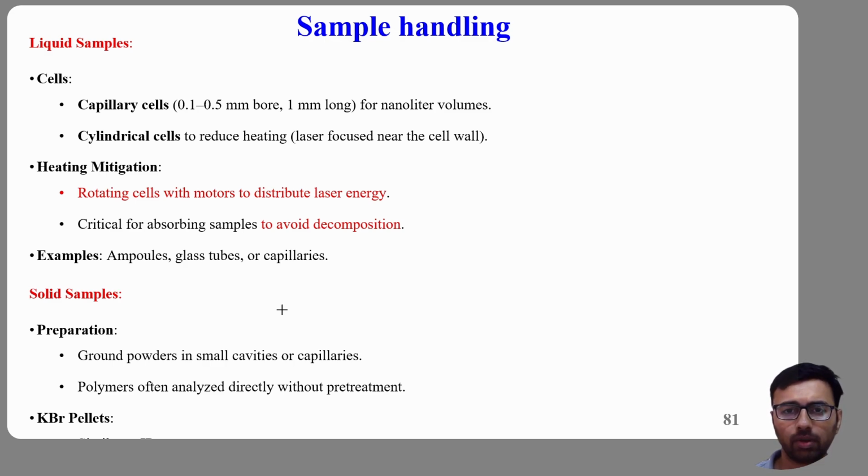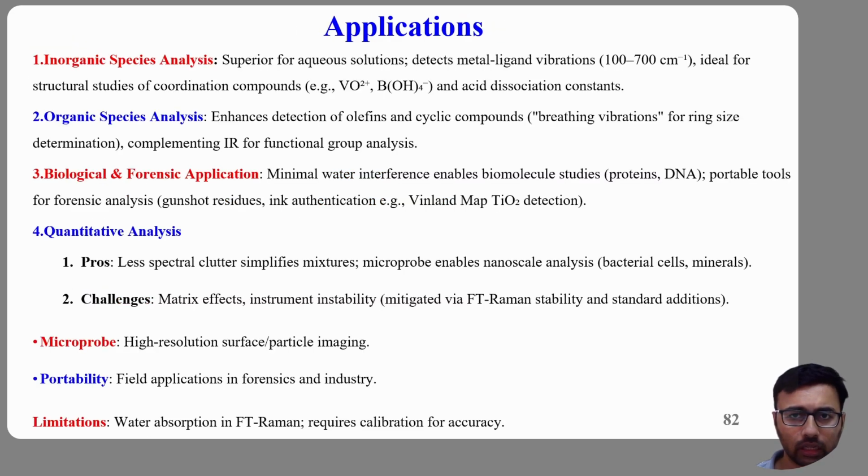Portable Raman instruments have become especially important. Modern handheld systems can identify substances instantly in the field. This has revolutionized forensic science, pharmaceutical inspection, security screening, and environmental monitoring. Now, let us explore some of the major applications of Raman spectroscopy.